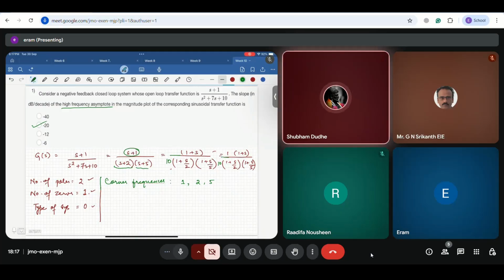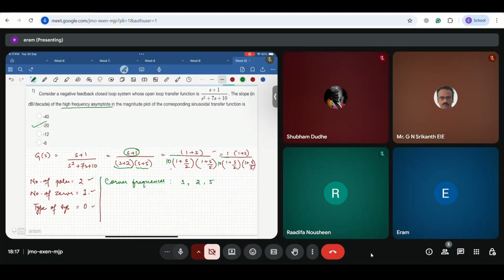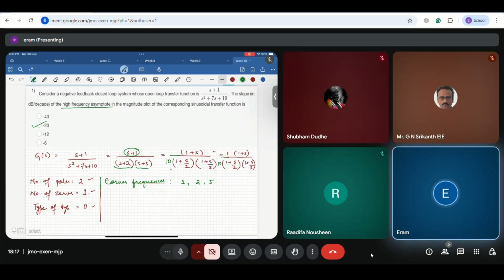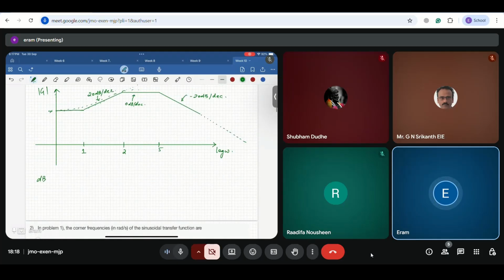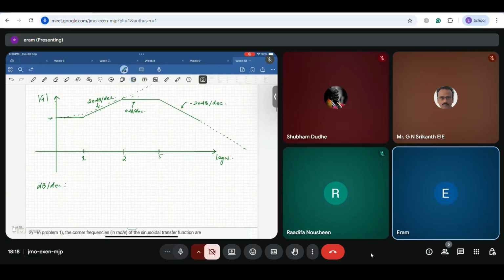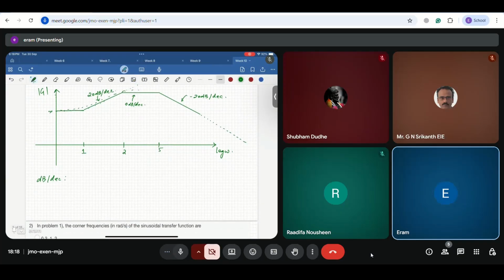Ma'am, is there any way to convert dB per decade into dB per octave? Any formula, if you ask me. So dB per decade is the denominator. So this x-axis is scaled by 10 times.